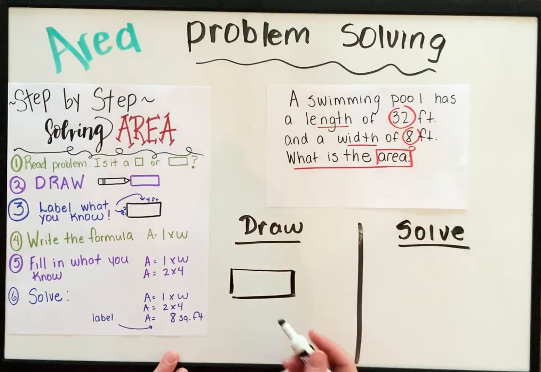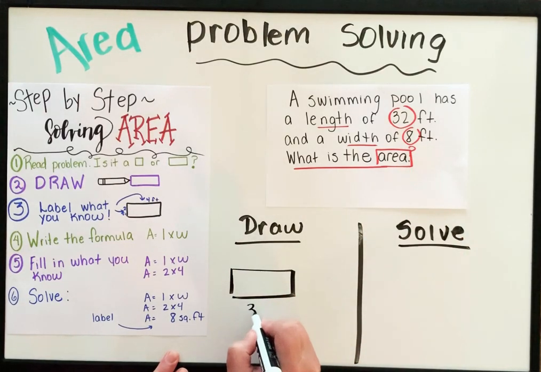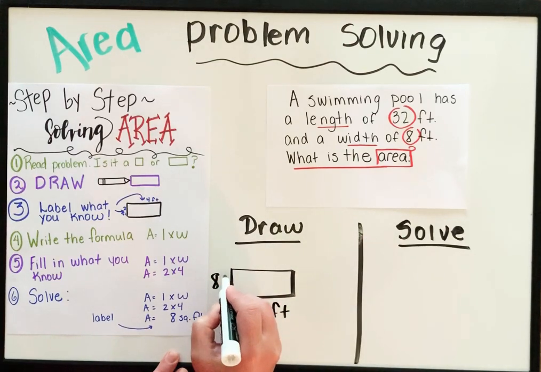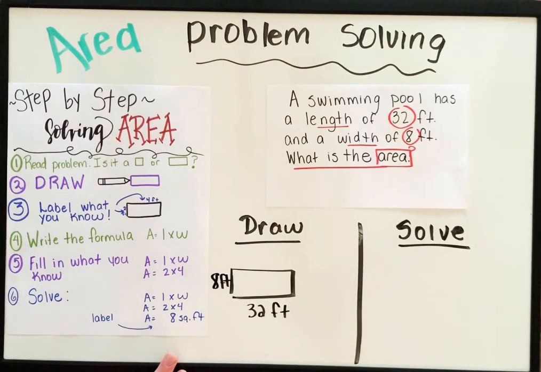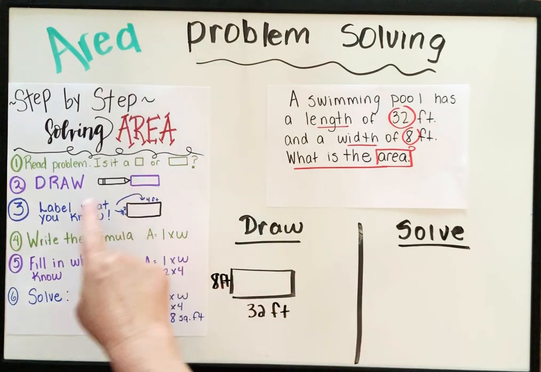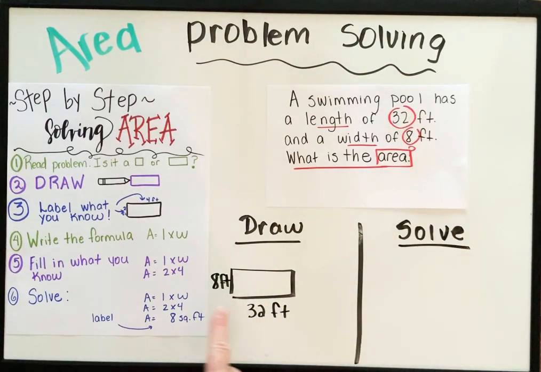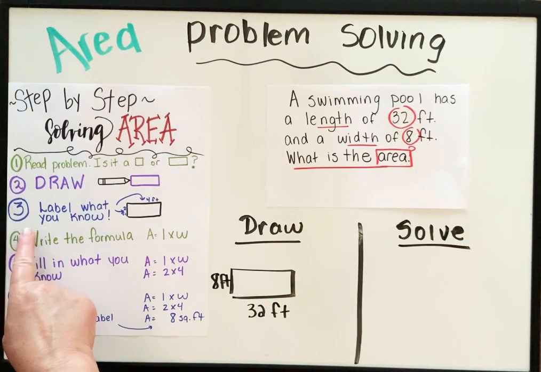Label the parts I know. Now 32 is the bigger number. 8 is the smaller number. And there we go. So I've drawn it out. I've labeled the parts that I do know that are in my problem right here. That's the second and third step.